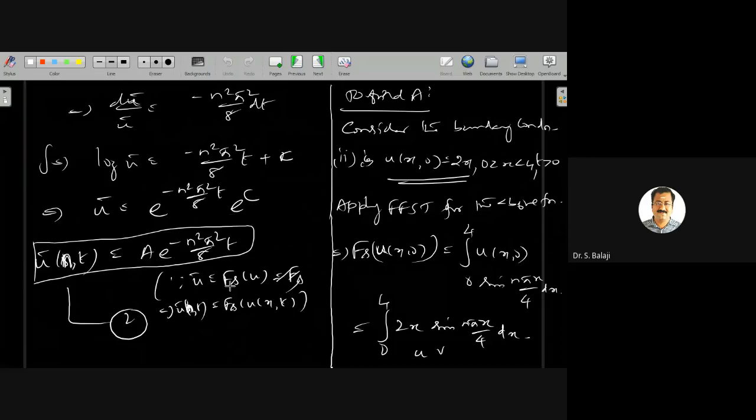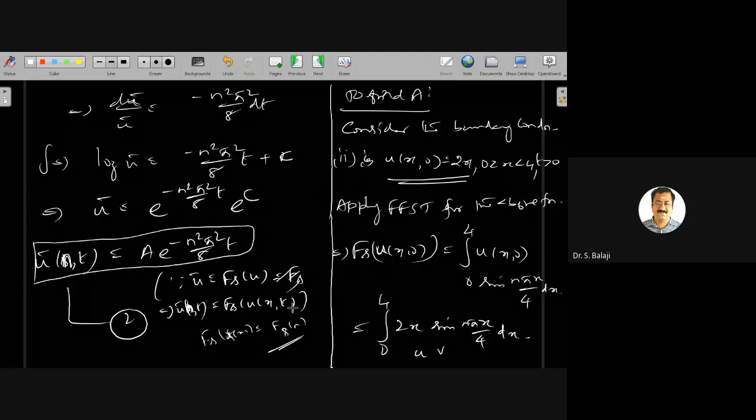Now, because u bar is the finite Fourier sine transform of u, and u is in terms of x comma t, everyone knows that after taking the finite Fourier sine transform, the result will be Fs of f of x equal to a function of n. Therefore, in that way, the transformation u bar results in variables n and t, instead of x. Therefore, here u bar of n comma t.